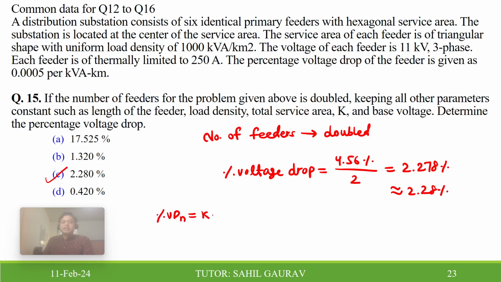Yeah, so we know that percentage voltage drop is K times LE times Sn. If you are increasing the number of feeders and keeping other parameters the same, then you are reducing this. If you are reducing the load under a feeder, that is Sn, that means the percentage voltage drop also gets reduced by half. So that comes to 2.28%.